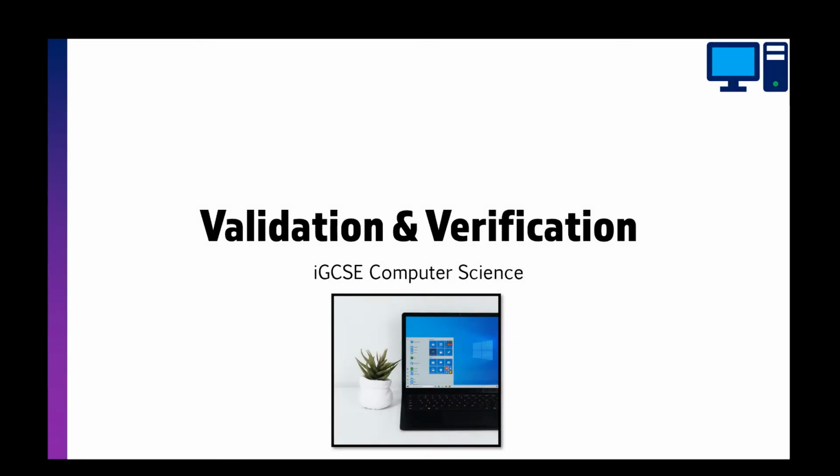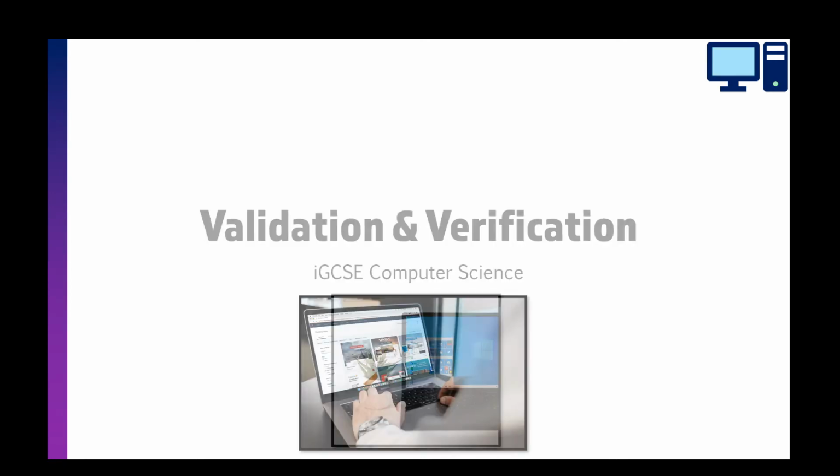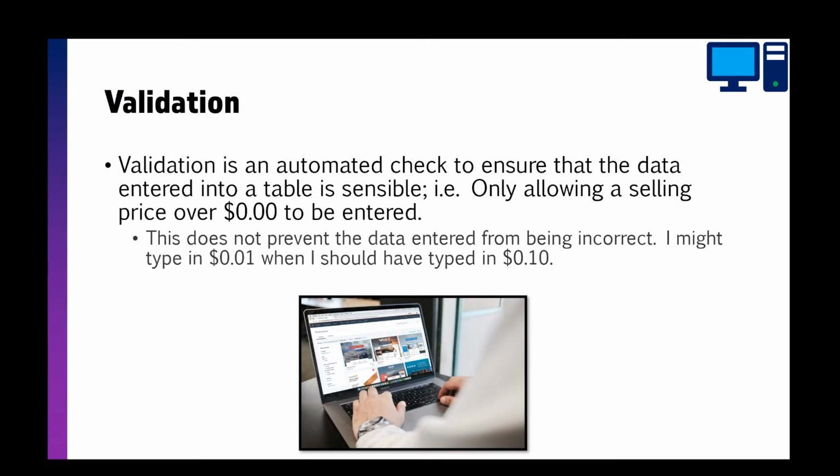In this video, we're going to take a look at validation and verification for IGCSE Computer Science. Validation is an automated check to ensure that data entered into a table or into a text box or something like that is sensible. For example, if you're typing in selling prices for a website or for a shop, you can't put a negative price. It might be to check that you're actually typing something in the box at all.